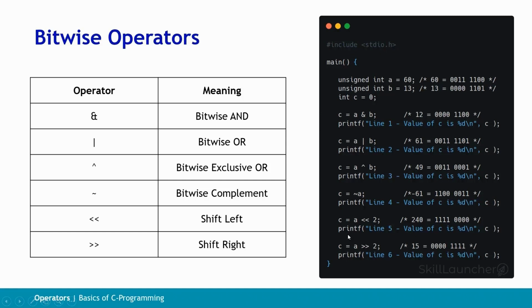Now comes shift left and shift right operator. The binary left shift operator moves the value left by the number of bits specified by the right operand. So let us left shift A by 2. All these bits will be shifted by 2 places to the left hand side and the result will be this. Converting it to decimal we get 240. Similarly goes with right shift.